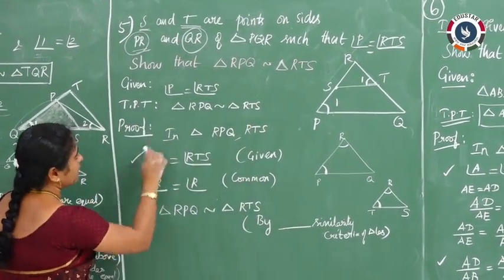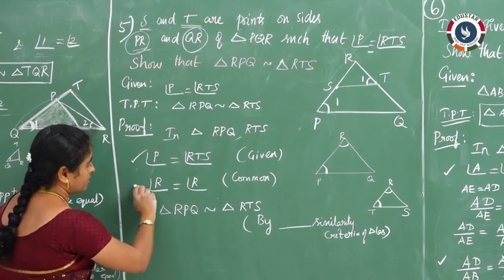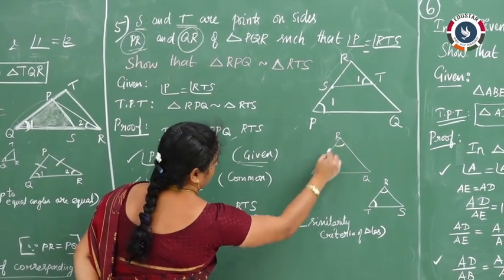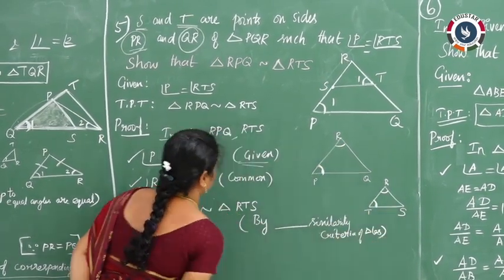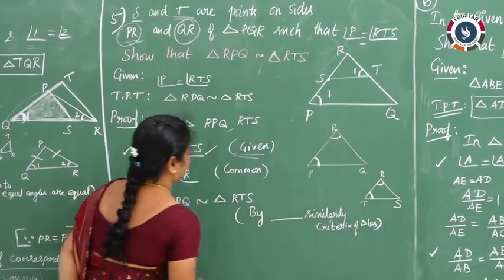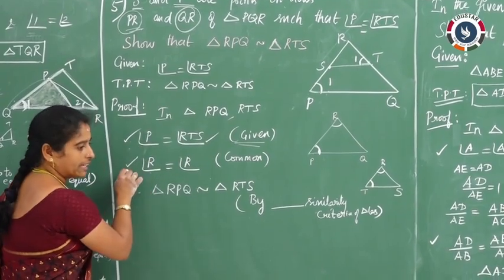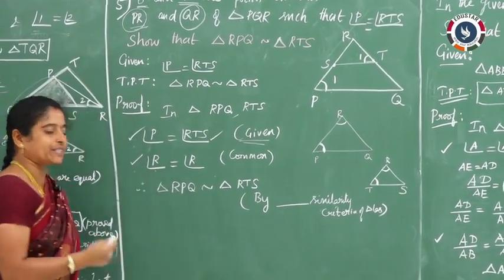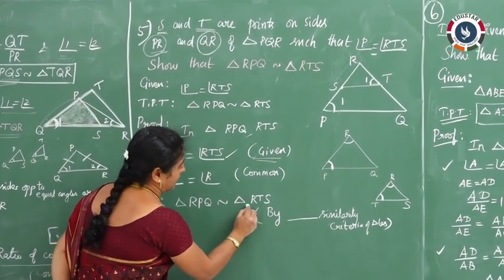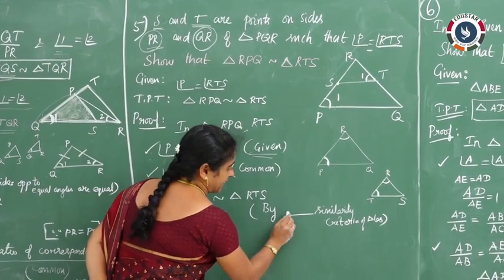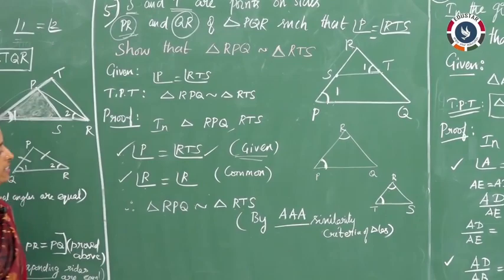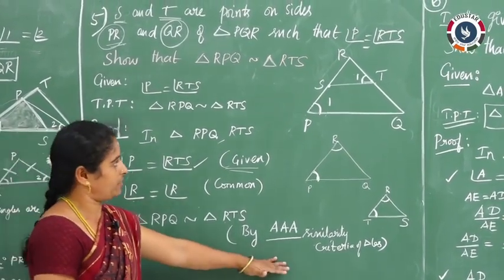So what are the two angles? One is the given angle, another one is the common angle. So what is the given angle? Angle 1 is equal to angle P, which is in RTS. That is given. Next, angle R is the common angle. So two corresponding angles are equal. Obviously, the third angle must be equal. So that's why triangle RPQ is similar to triangle RTS. By which criteria? It is the triple A similarity criteria of similar triangles.